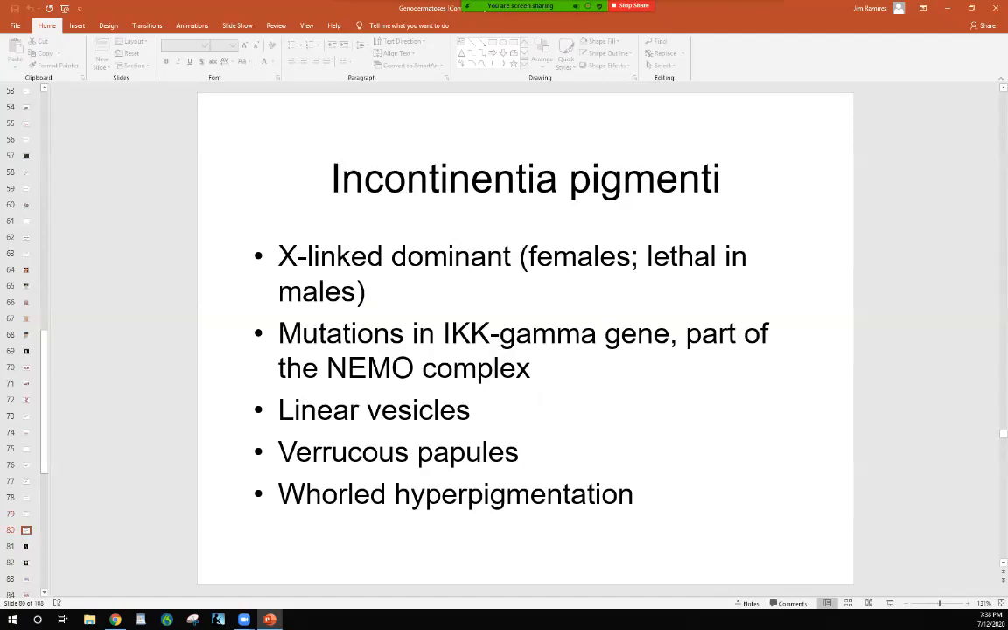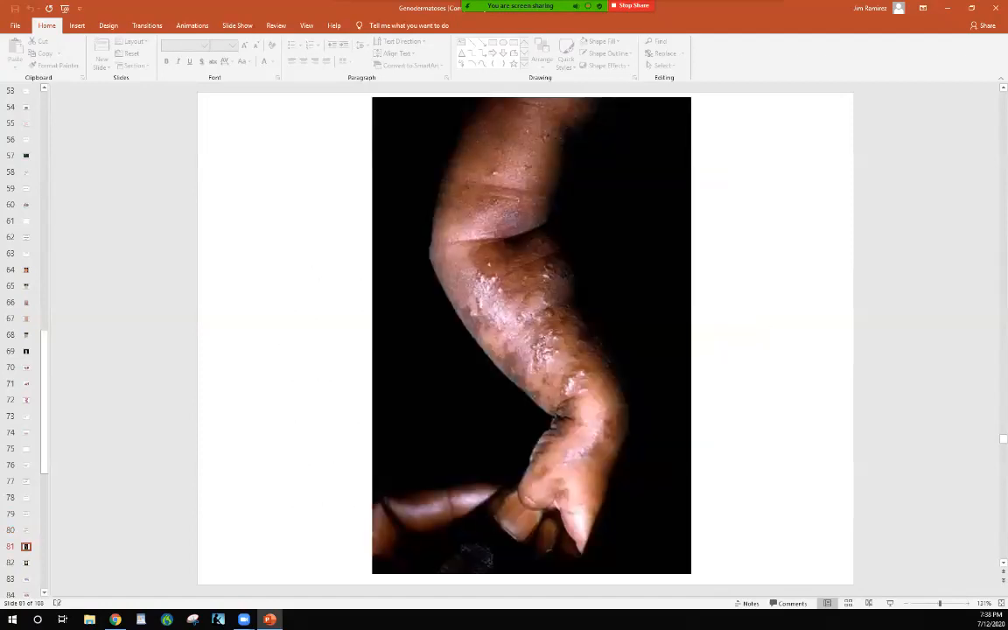The X-linked dominant condition almost always involves females. Mutations in the IKK gamma gene are part of the NEMO complex, and you get these linear vesicles, verrucous papules, and whorled pigmentation. And here we see this nice clinical photo showing exactly that, almost like a vesiculation here, a very Blaschkian kind of distribution, maybe areas of pigmentation right there.